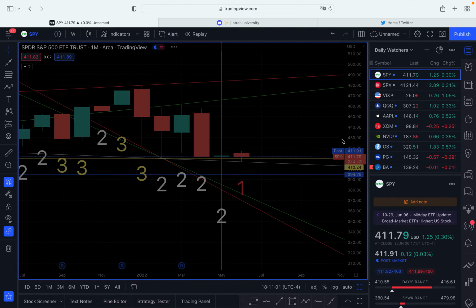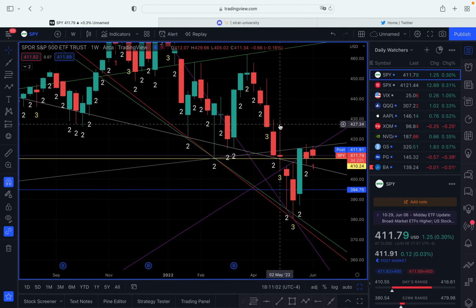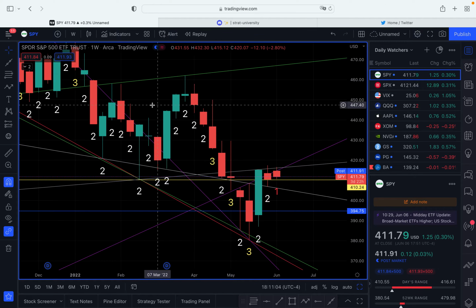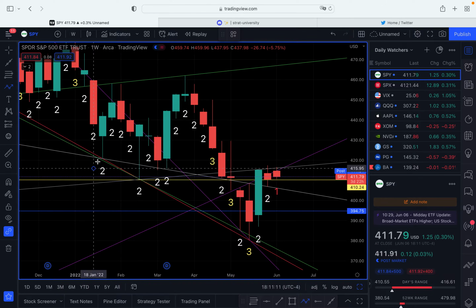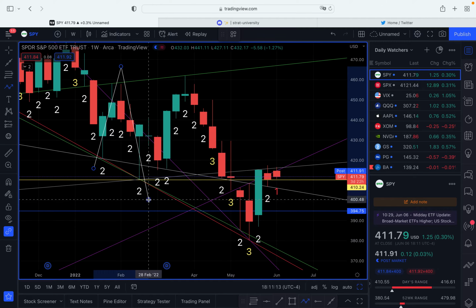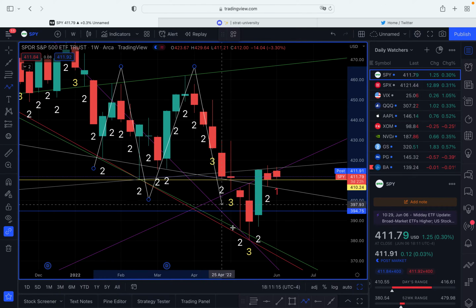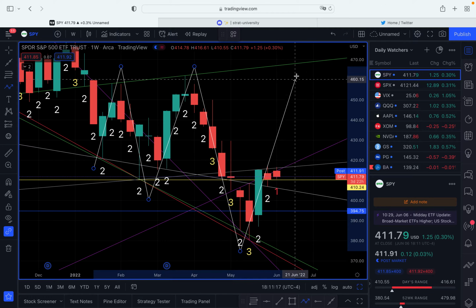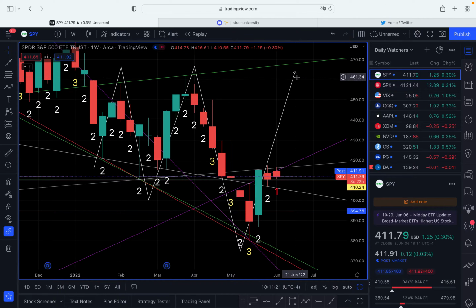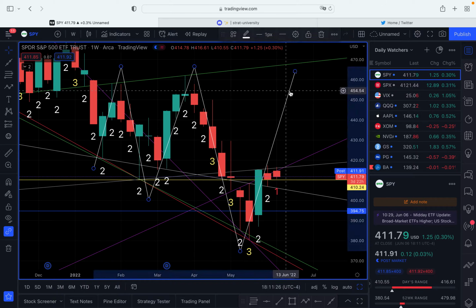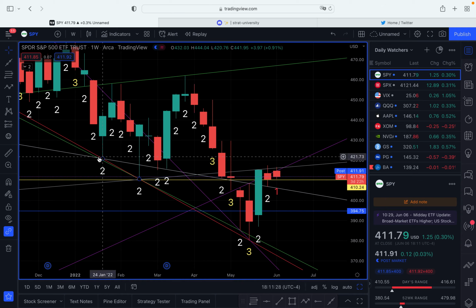Now let's go to the week. Where's our weekly broadening formation? Boom, right here. Actually, let's go from the low. Low, high, low, high, low. What do you think we're going to do? Possibly come back up, make a new high. Who knows if we're going to do that, but that's just something that could happen. We know what's going on with the broadening formation. So that is the broadening formation on the week.